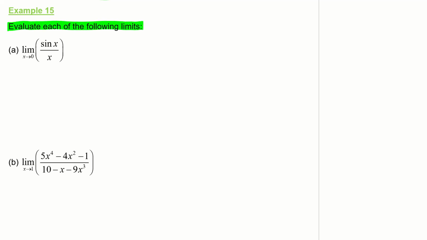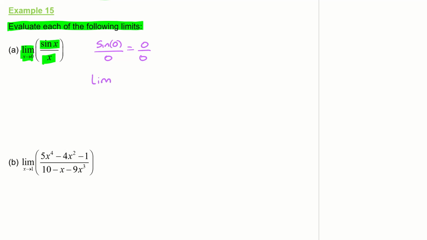Evaluate each of the following limits. So we have the limit as x tends to 0 of sin x over x. Sin of 0 divided by 0 is 0 over 0. So this is an appropriate situation to use L'Hopital.